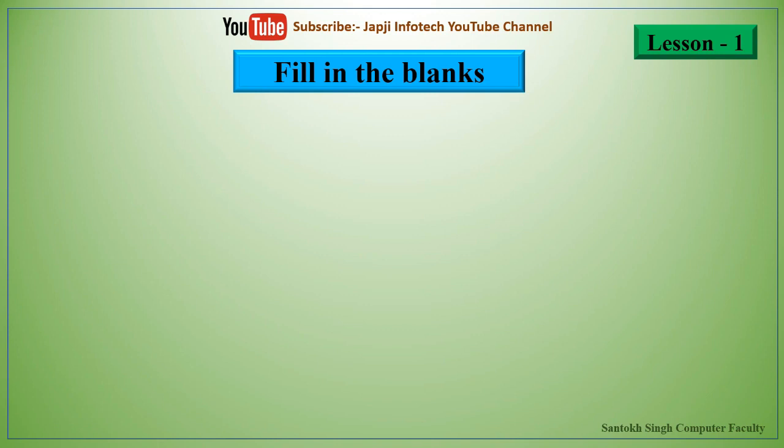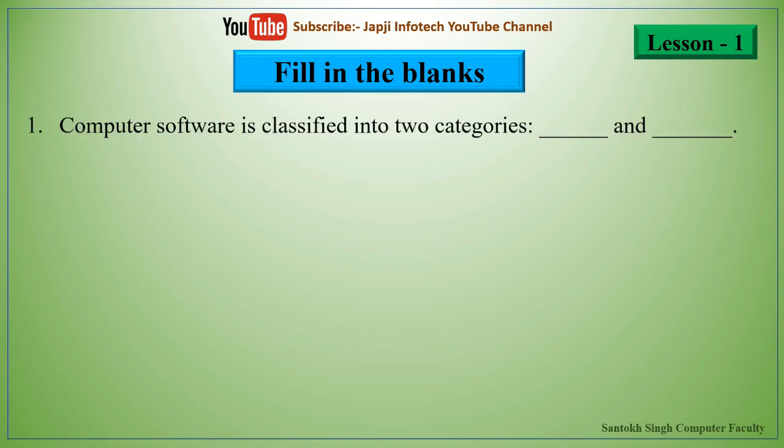So now we will learn about fill in the blanks. So our first fill in the blank is, computer software is classified into two categories, dash and dash. And the right answer is, computer software is classified into two categories, system software and application software.